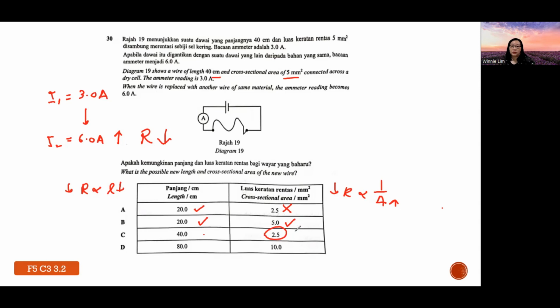This one reduces, cannot. If this is 10, then correct. This one, the length even increases, so this is not acceptable. Then this one increases the area, so cannot. So the best answer is B.